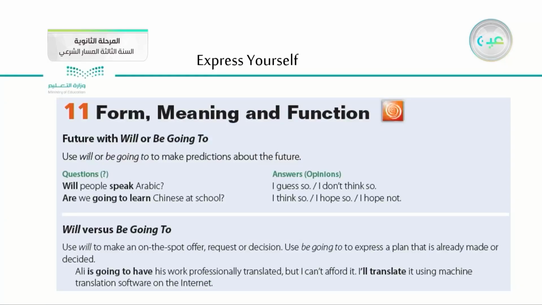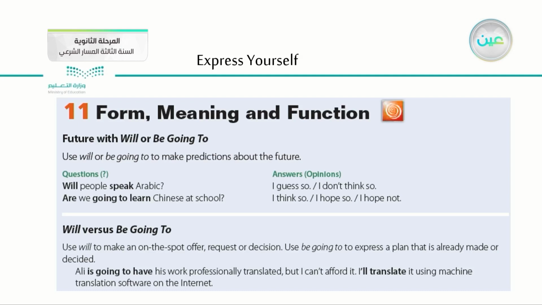If we go over the example, or before this, let's go over the part of the definition here. Use be going to express a plan that is already made or decided. So Ali is going to have his work professionally translated, but I can't afford it. I'll translate it using machine translation software on the internet. So here we use the future going to, as you see here, going to have.